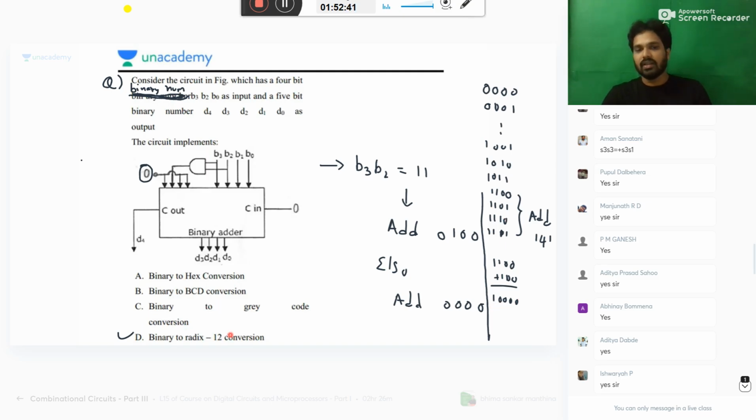So what is this conversion? Binary to radix 12, not binary coded decimal. It is not decimal here. Decimal takes only 0 to 9. Here it is taking 0 to 11. Is it okay? Okay, fine, very good.